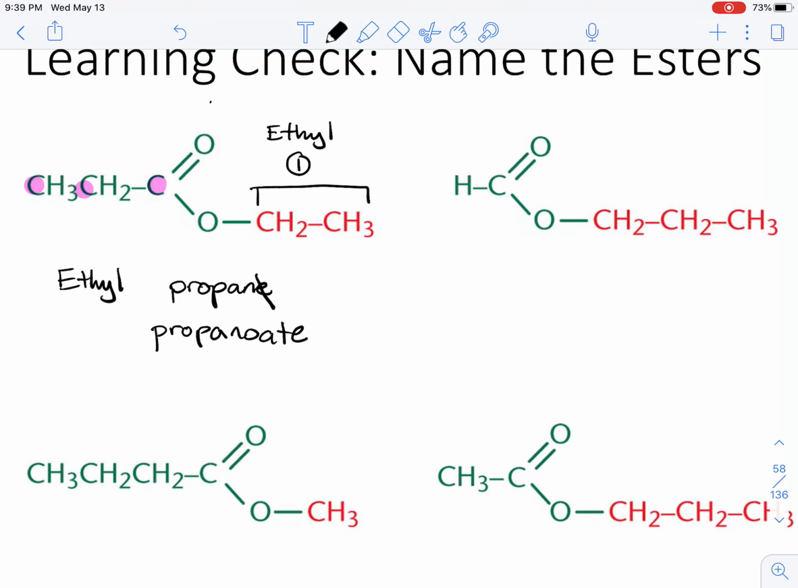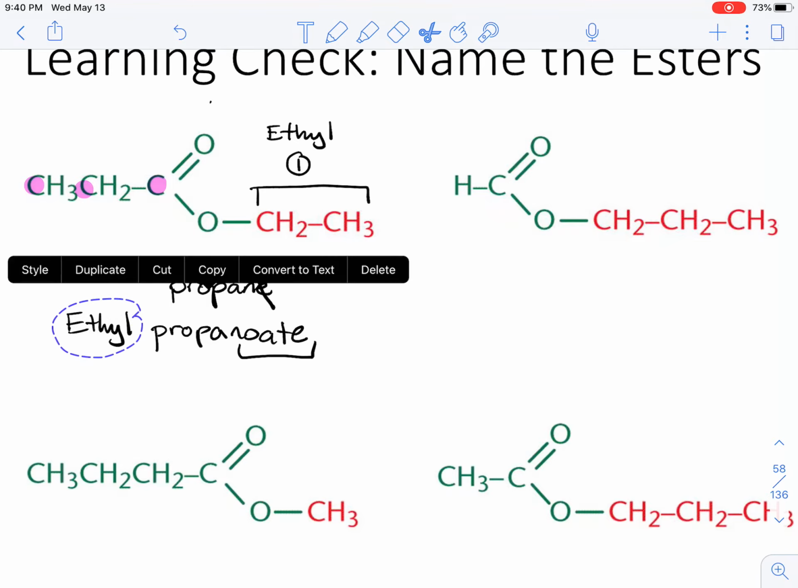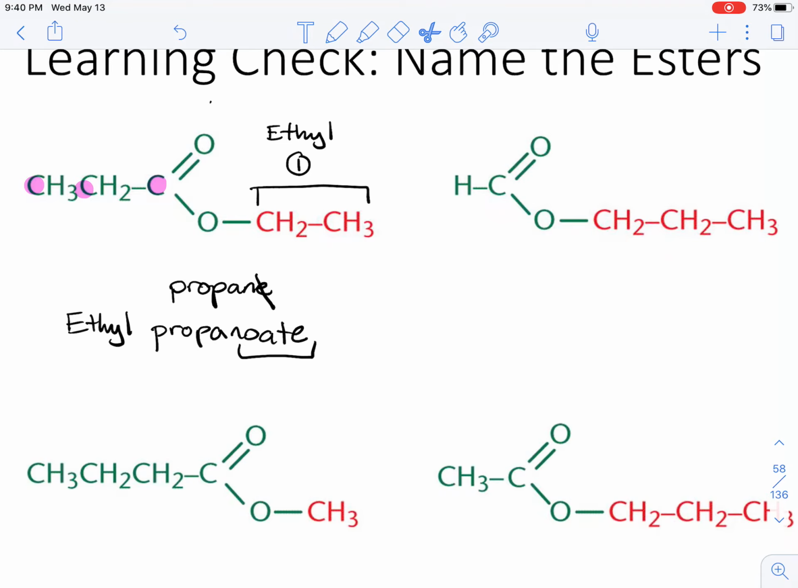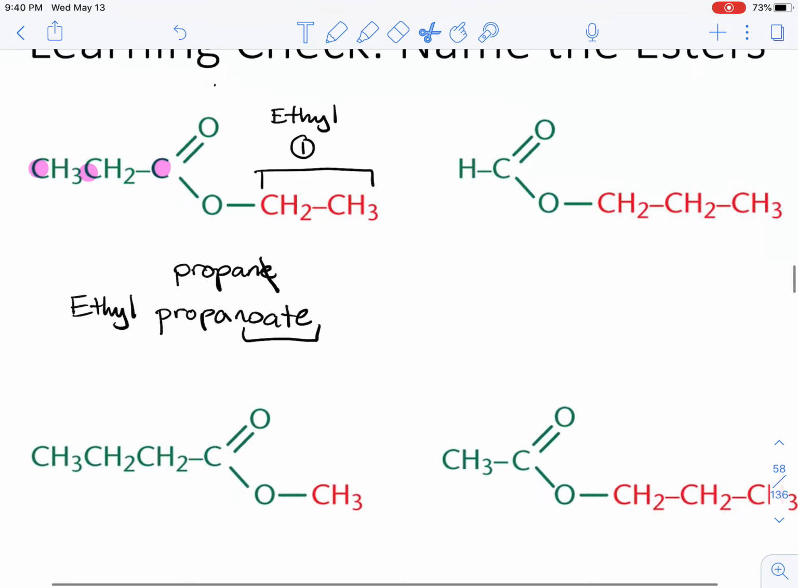And that would be, this oate ending is going to represent that of the ester. So notice how I'm not using the carbon number to describe their positions. So these are pretty simple esters that we're working with. Okay.